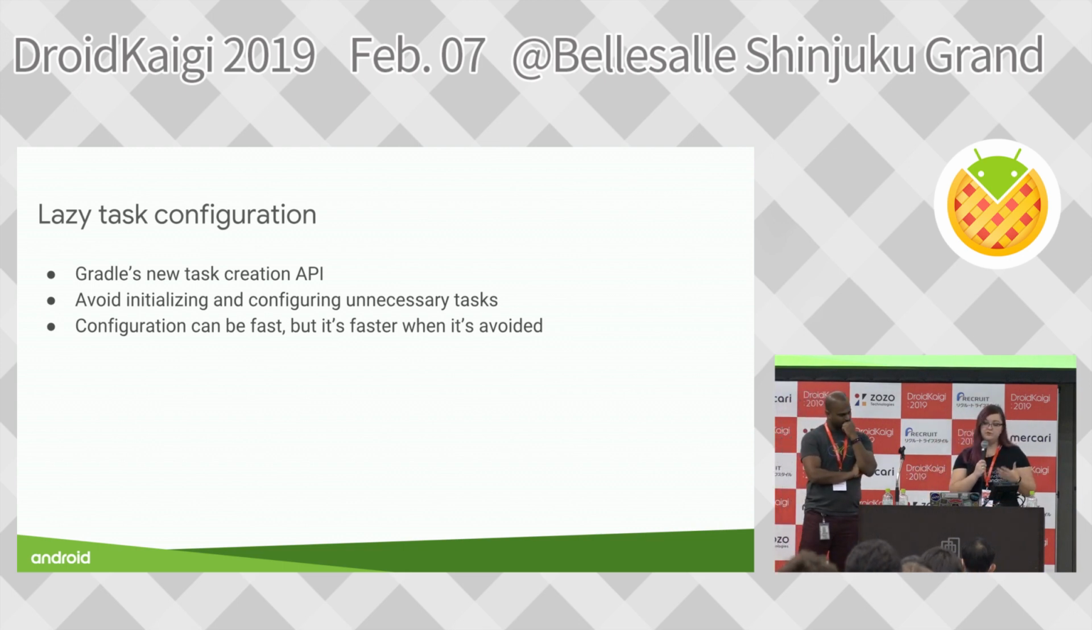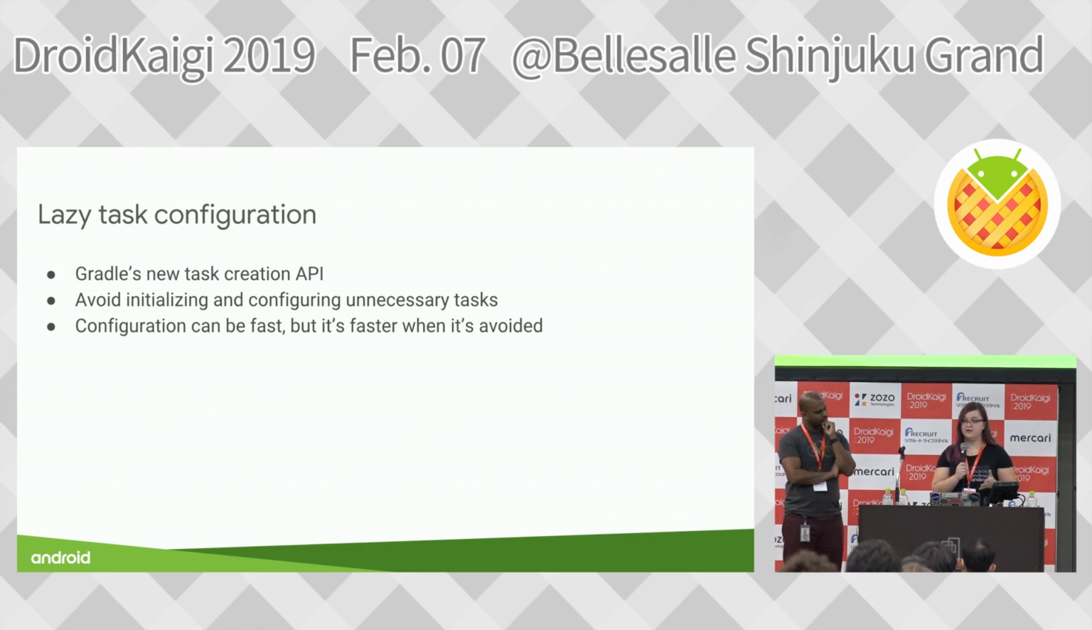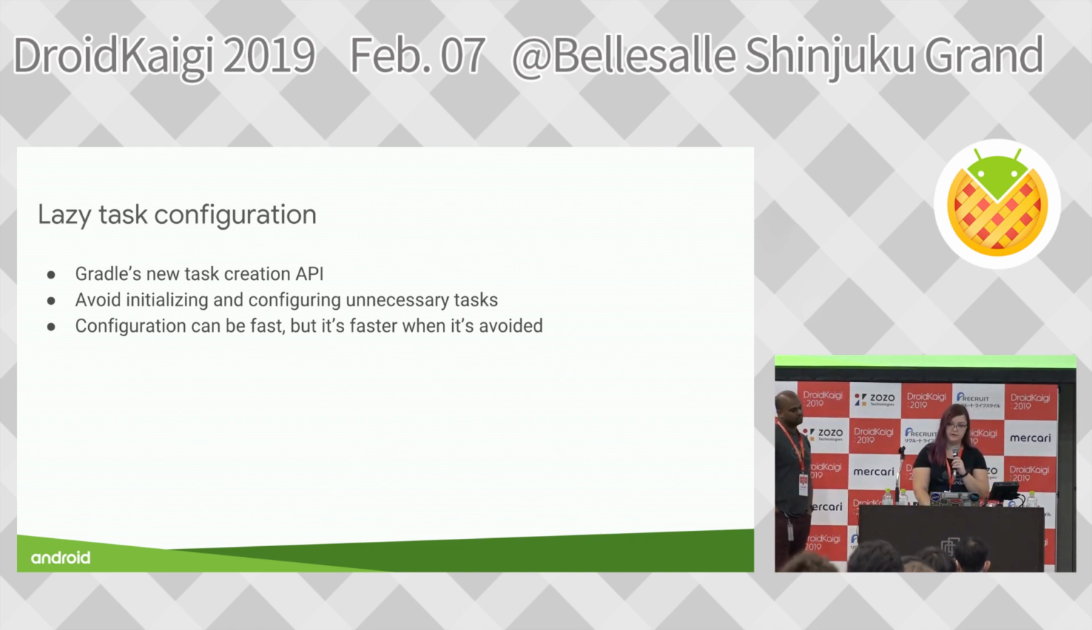So configuration on its own is quite fast, but when you have multiple variants, it adds up. So it's better just to skip it altogether. We've been working on implementing this API on our side, but if you have any custom tasks, you can switch to it as well.